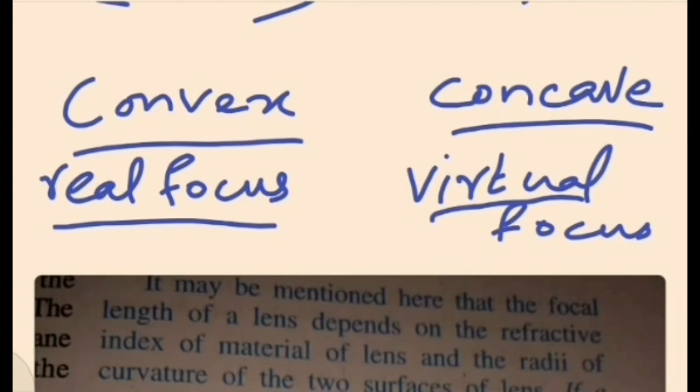Again, when you move to the numerical portions, we'll see that the focal length of a convex lens is taken as positive and the focal length of a concave lens is taken as negative. That we'll do later.